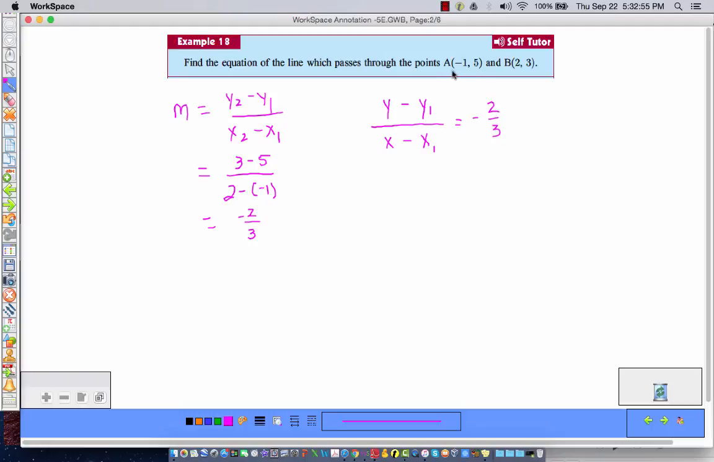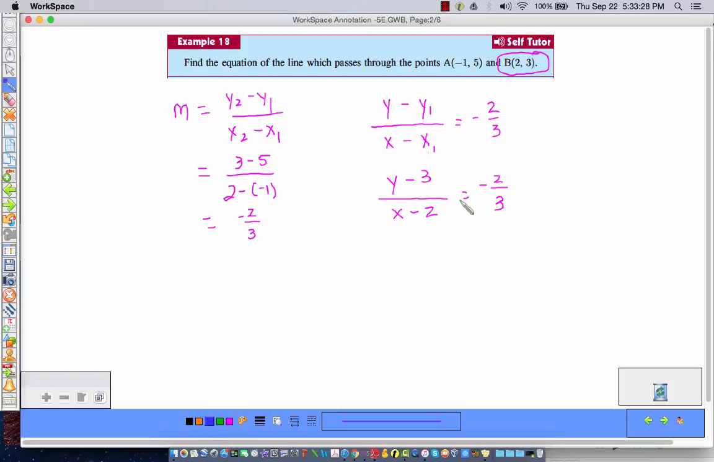Okay? And then I can pick either point to substitute in for x1 and y1. I think I'm going to pick (2, 3) just because there's no negatives involved. So I'm going to replace y1 with 3. So this becomes y minus 3 over x, and I'm going to replace x1 with 2. So that would be x minus 2 is equal to negative 2 over 3.